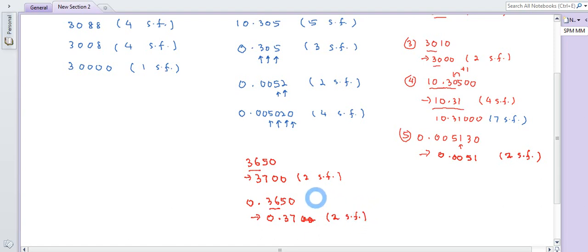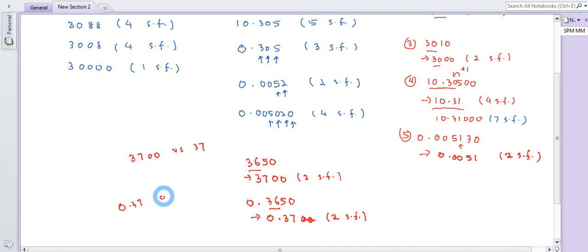Okay, just need to be more careful when you deal with this type of question. So this one, definitely you cannot ignore the 0 here because 3700 and 37, they differ a lot. The values are different. For example, if your salary is 3700 and your boss just gives you 37 ringgit, sure you will get very angry, right? So this one no problem, right?